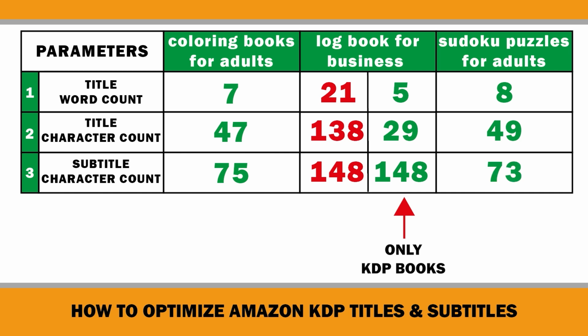73 characters. As you see, as Amazon indicated in their KDP Help Center, having less than 60 characters for the titles of KDP low content books seems a good practice. If you check the subtitles, I think it's better to keep the KDP low content book subtitles around 100 characters.